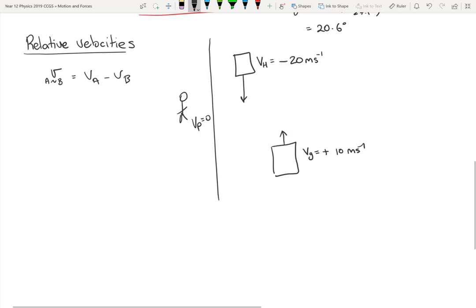Now, let's just check this equation. The person at rest, we don't really have to care about them. So we would say the velocity of gran relative to the person is going to be v gran take v person. Well, you're just going to take 0, right? So from his frame of reference, he sees gran going 10 meters per second north. Same with the hoon, VH minus VP, 20 negative, he sees negative 20.